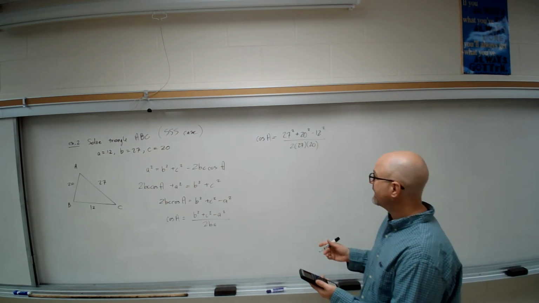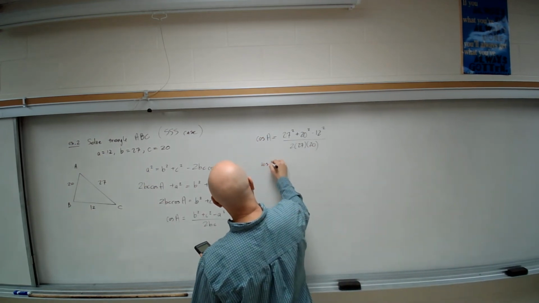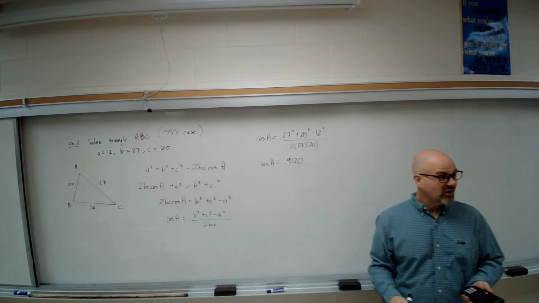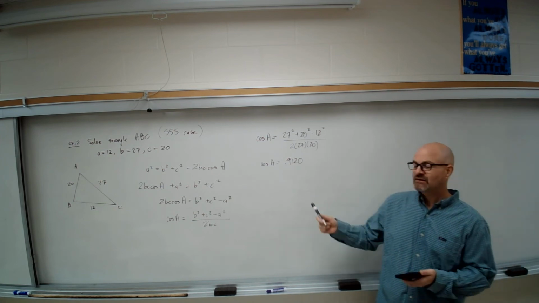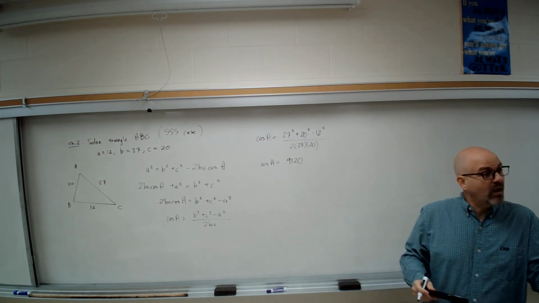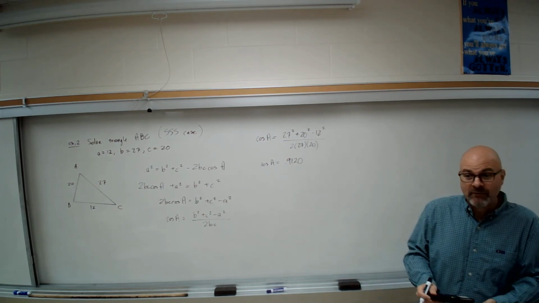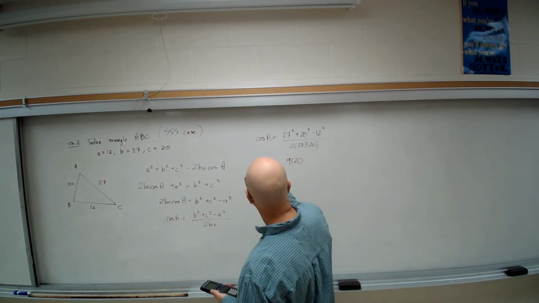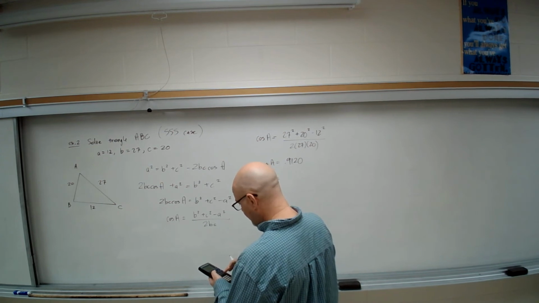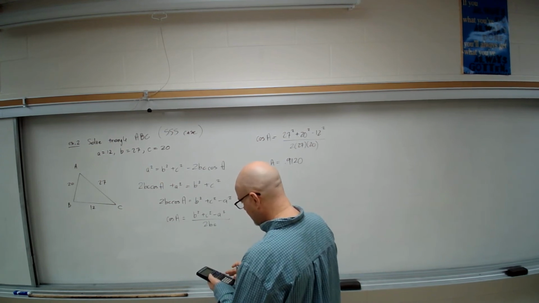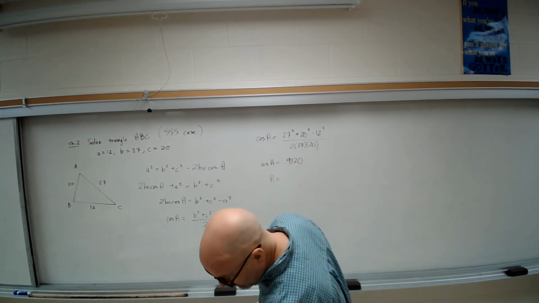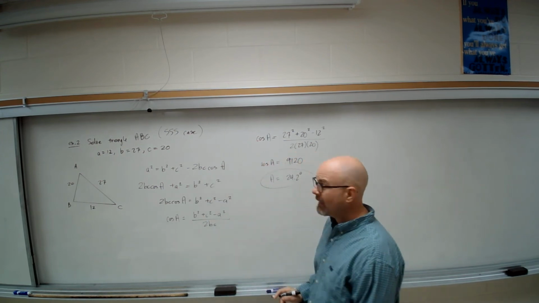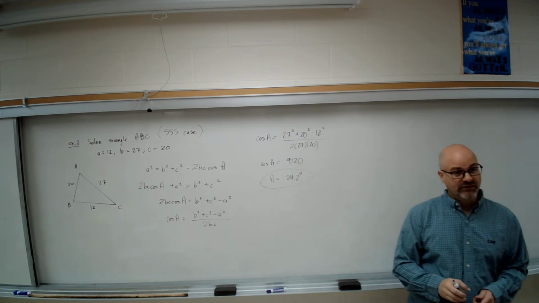So I just get the cosine of A is 0.9120, which is a good sign, correct? I mean, it's less than 1. If it wasn't, that would be problematic, right? So I get that number, we'll do the inverse cosine of that number, and that gives us 24.2 degrees. So angle A is 24.2 degrees.